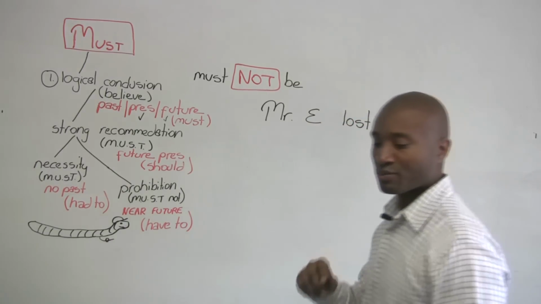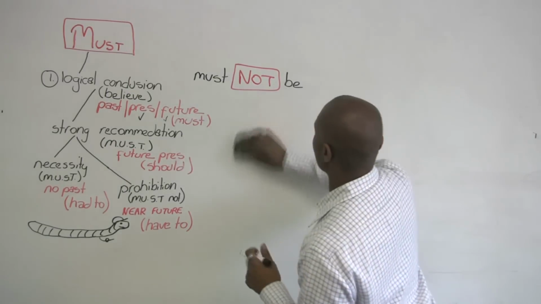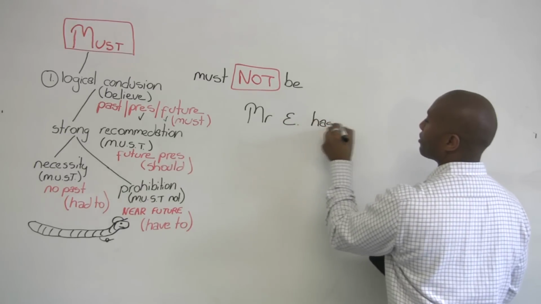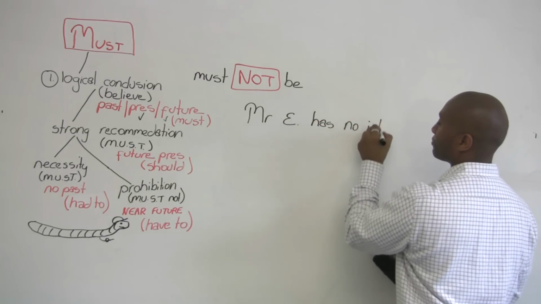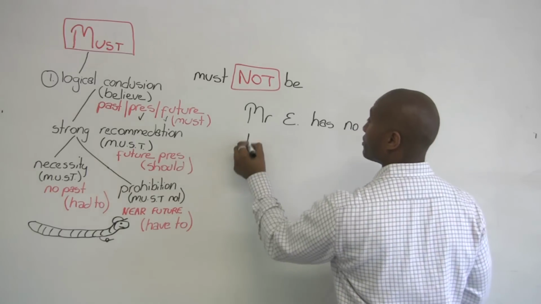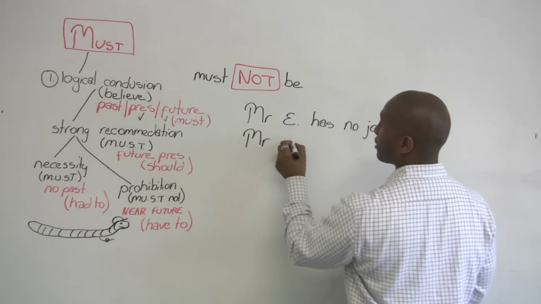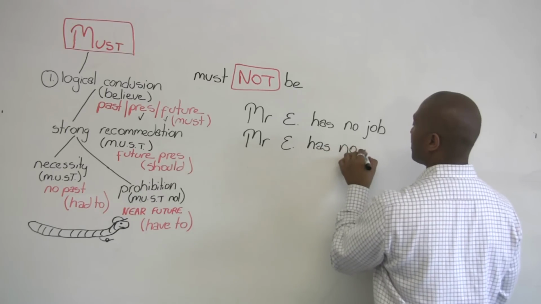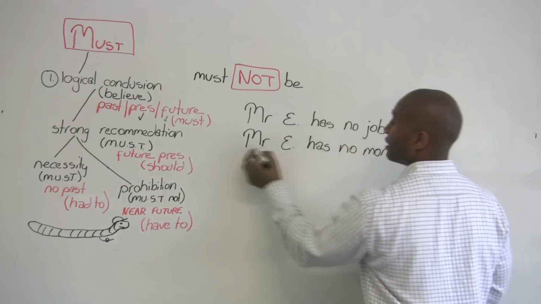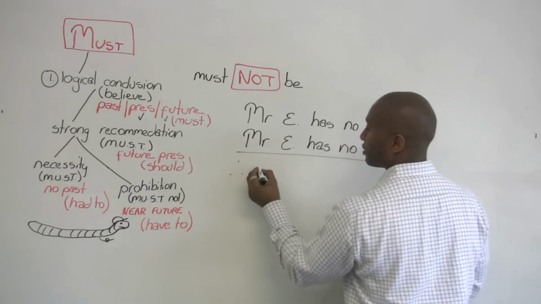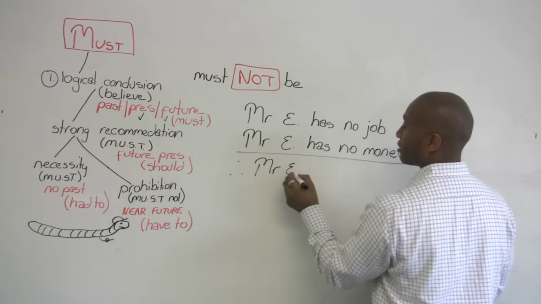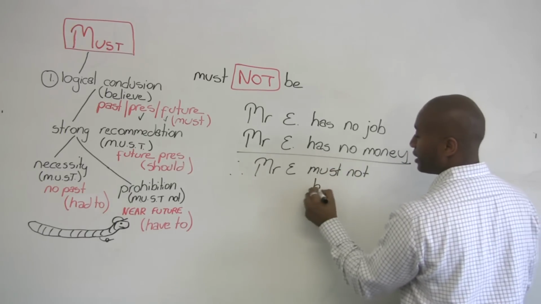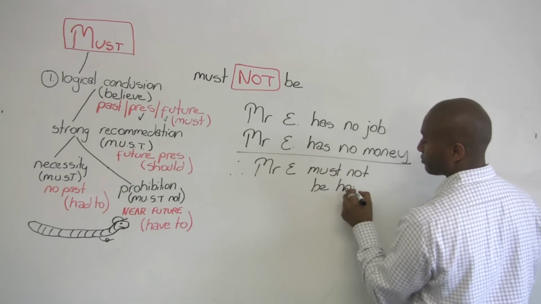No, I want to put that because that's in past. Okay, let's go like this for you. Okay, Mr. E has no job. Okay, Mr. E has no money. Then you might say, therefore, Mr. E must not be happy. Okay?